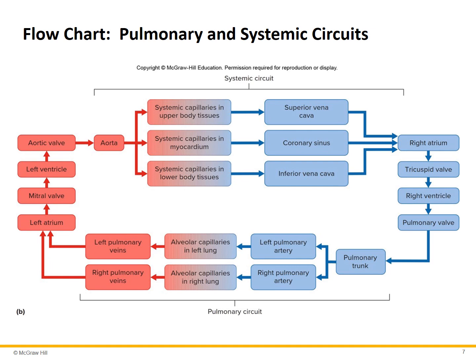So this is just summarizing all the different circuits that exist. It puts them all together, but just listing the pulmonary circuit at the bottom, beginning with the pulmonary trunk and ending with the pulmonary veins.